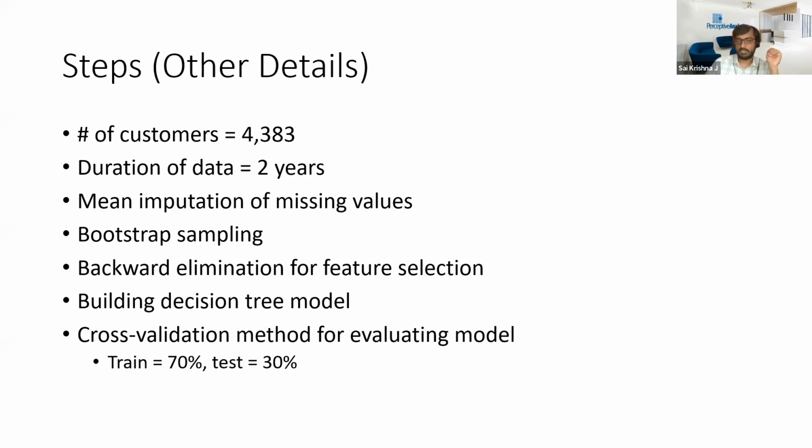The other technique that they used was the backward elimination for feature selection. Now, backward elimination, how it works is typically, how do you iterate your machine learning models? It is based on the feature engineering, right? So there are two ways to do it. One is called forward selection, and the other is called backward elimination.